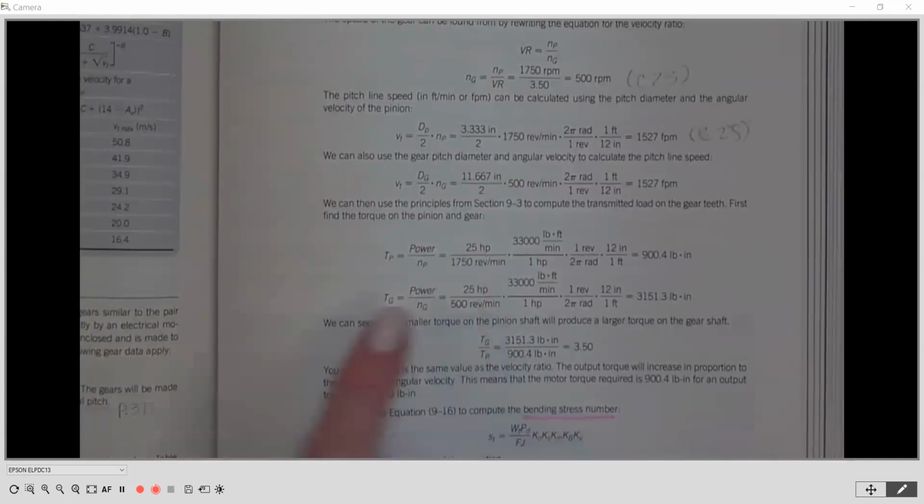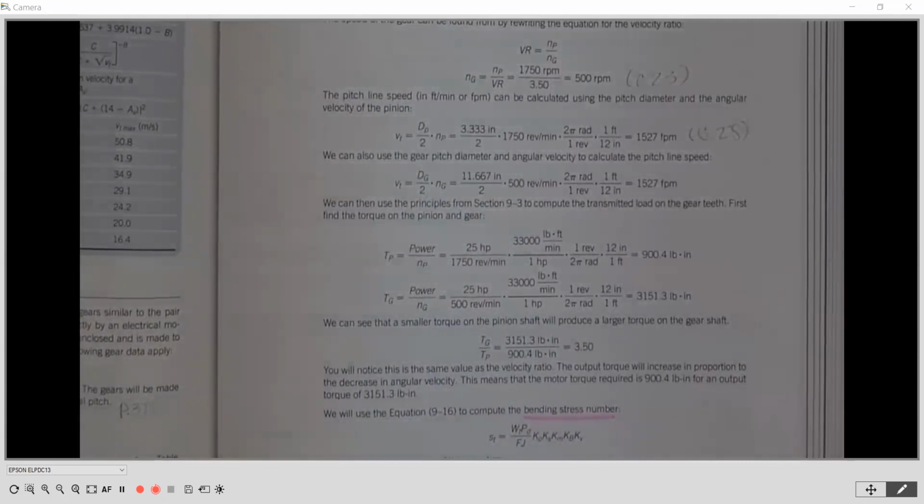And then they did calculate the torque for both the pinion and the gear. Because the stress is not dependent on torque, I don't have it on my spreadsheet, okay? And you don't have to recalculate that. You can see how they got those numbers, okay? And you'll notice that the torque is greater.